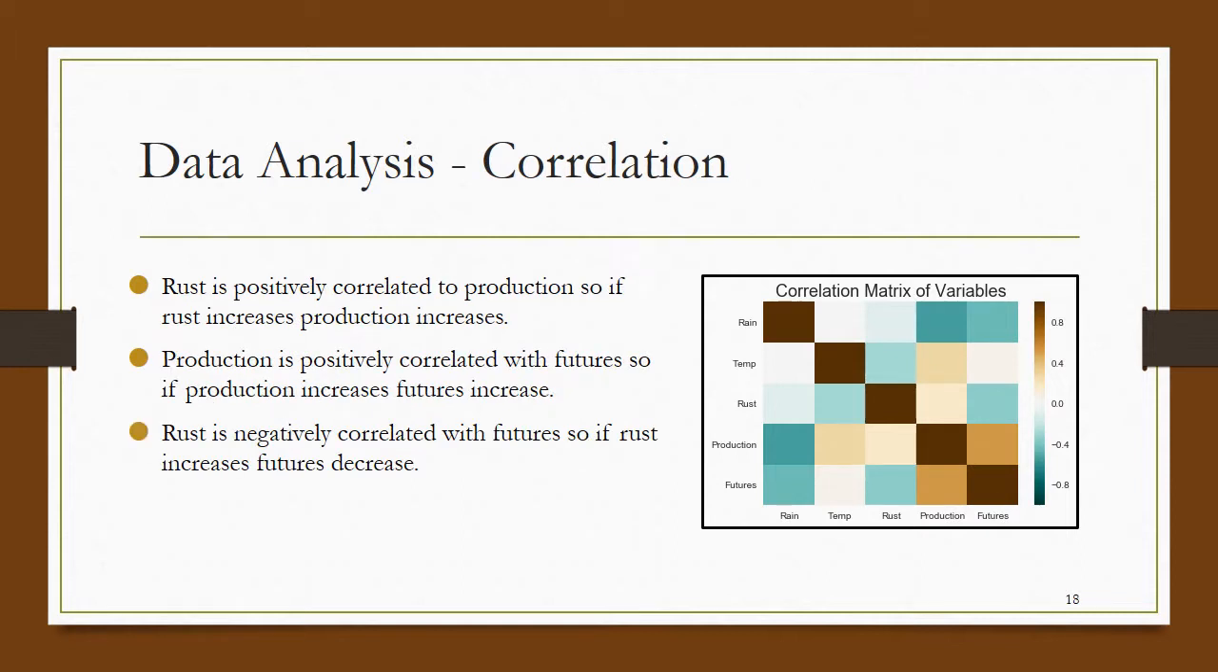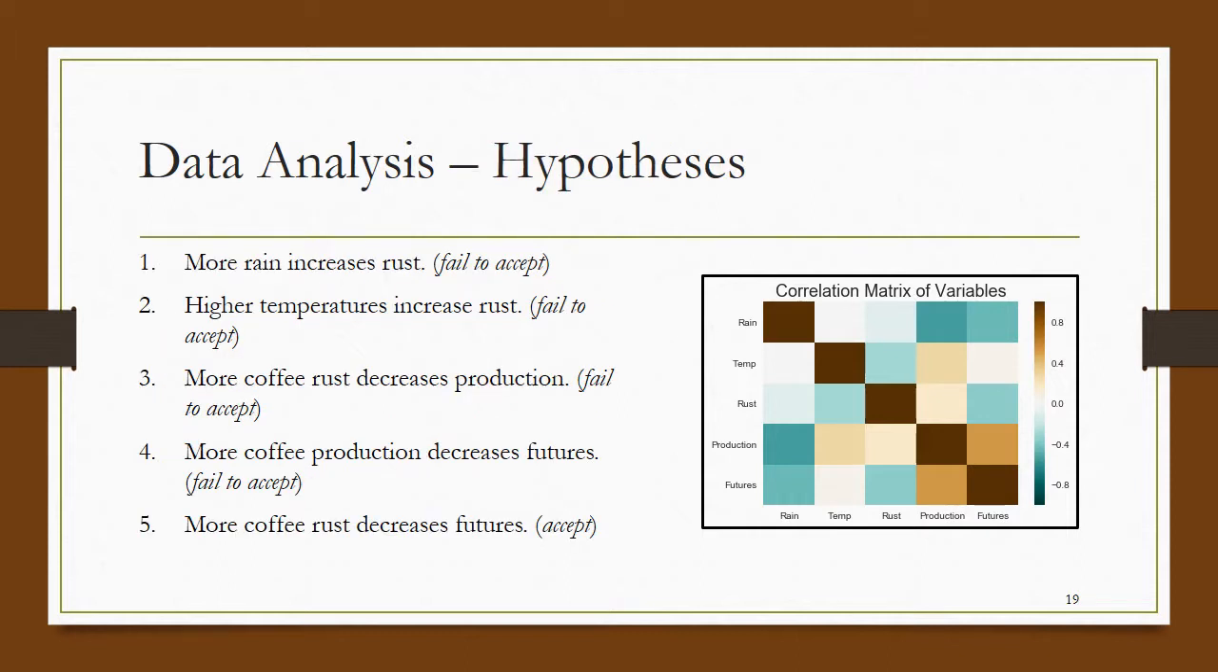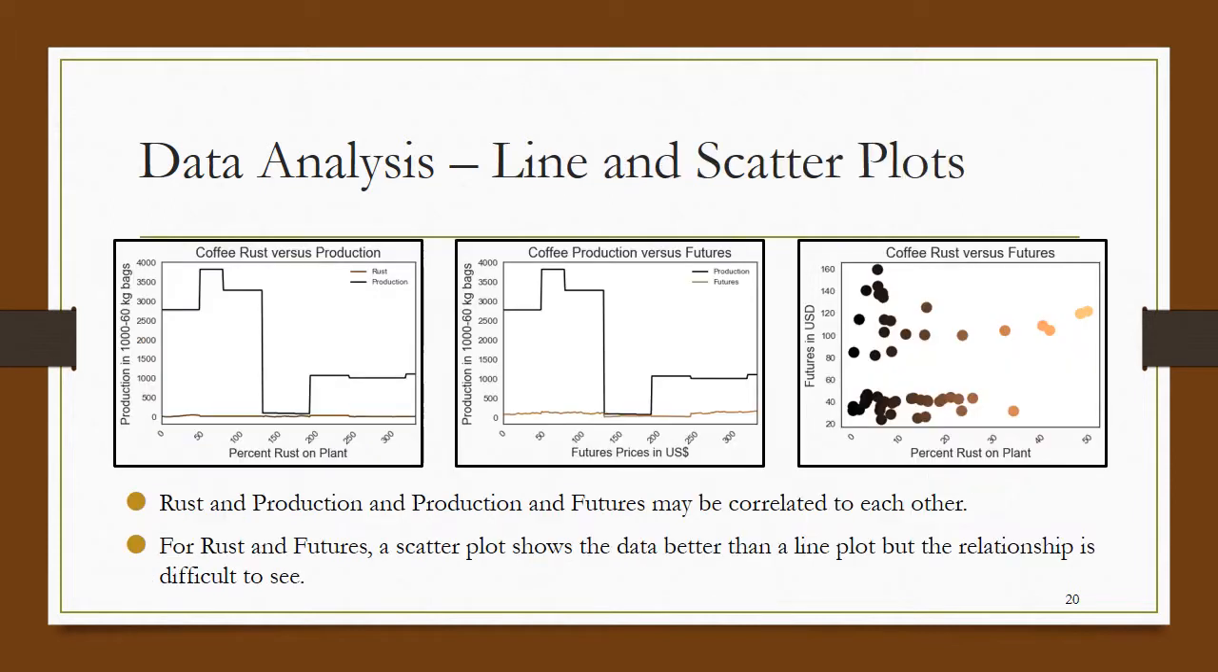Rust is positively correlated to production, so if rust increases, production increases. Production is positively correlated with futures, so if production increases, futures increase. Rust is negatively correlated with futures, so if rust increases, futures decrease. Returning to the original 5 hypotheses, I can only accept the last hypothesis, that more rust decreases futures, using this correlation visualization.